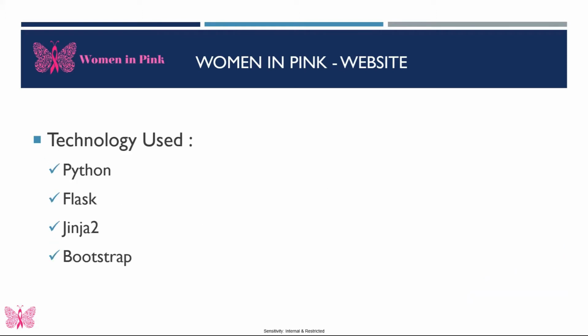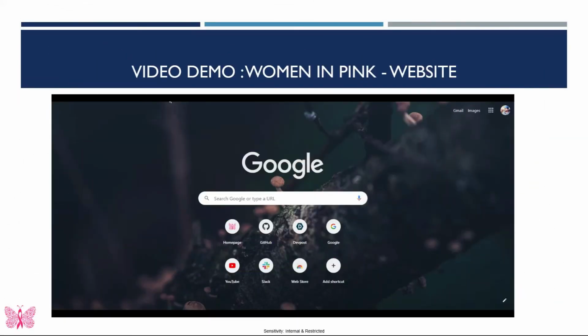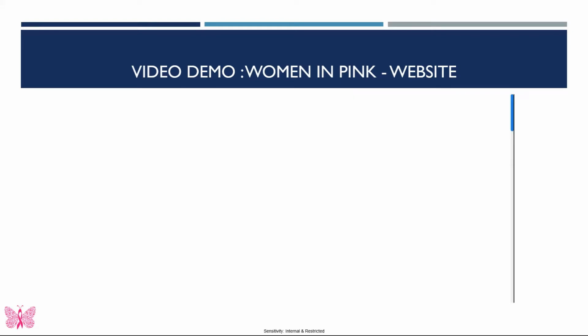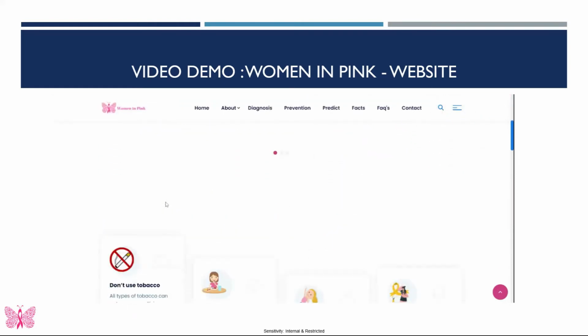These are the technologies we used in our website development. The backend we developed in Python with the Flask framework, and the front end we developed using Jinja2 and Bootstrap. Let's move to the next slide. This is the video demo which we prepared based on the website we developed. I am skipping this video demo due to time constraints. You can go through our website using the link which we have mentioned at the end of this PPT.